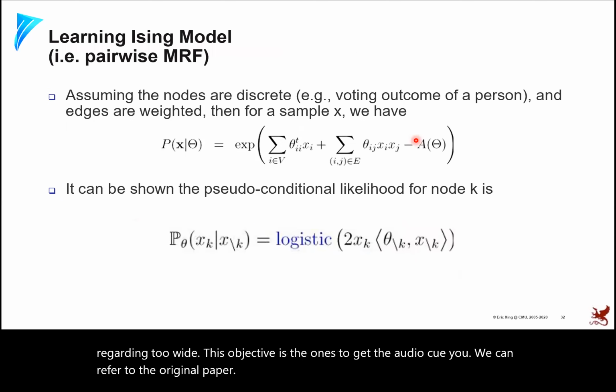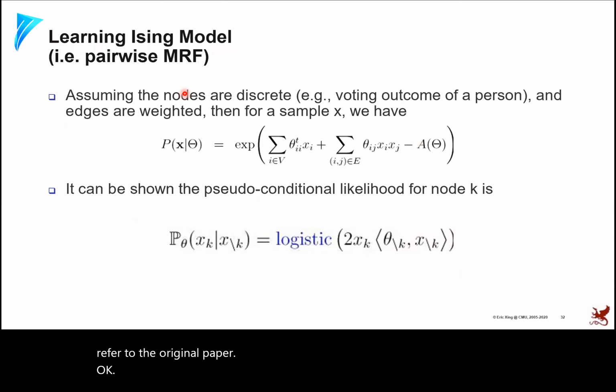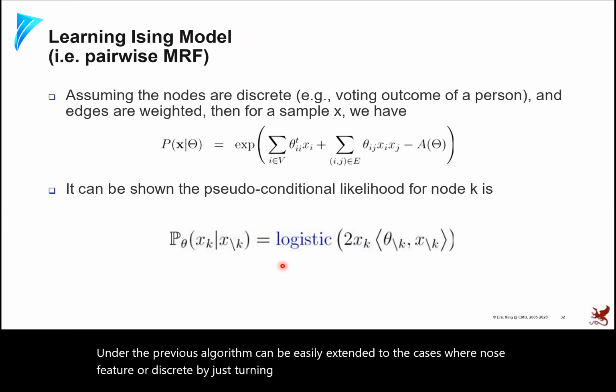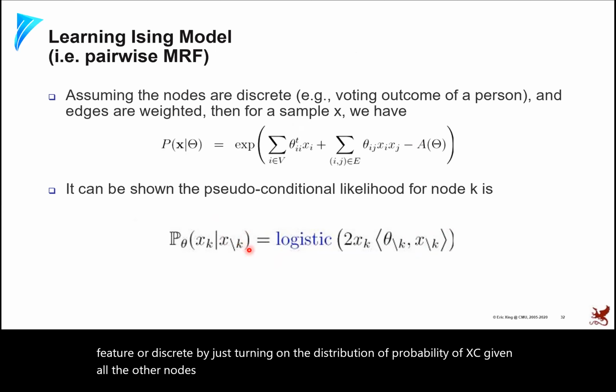Okay, and the previous algorithm can be easily extended to the cases where the node features are discrete by just turning the distribution, the probability of xk given all the other nodes x not k, to be a logistic regression instead of a Gaussian. So in this case, all the remaining procedures are the same.